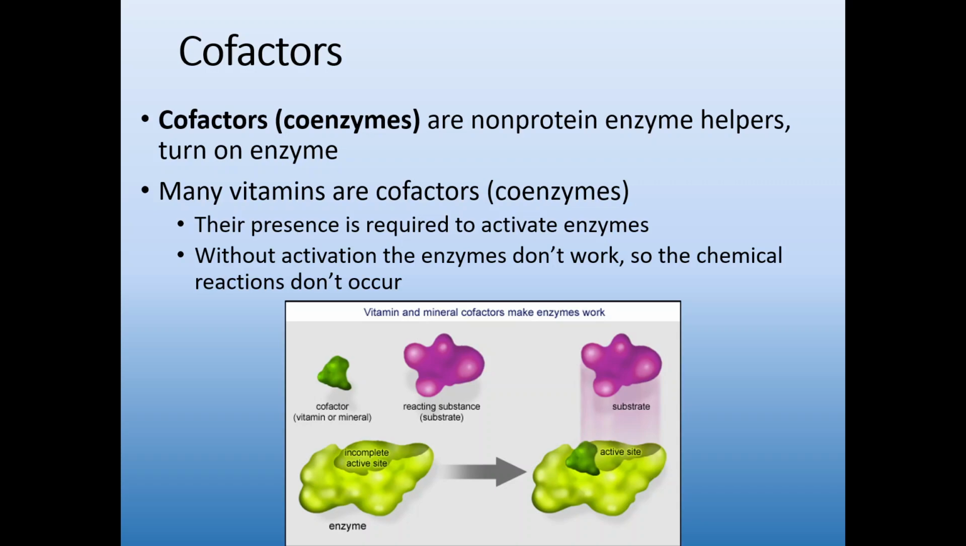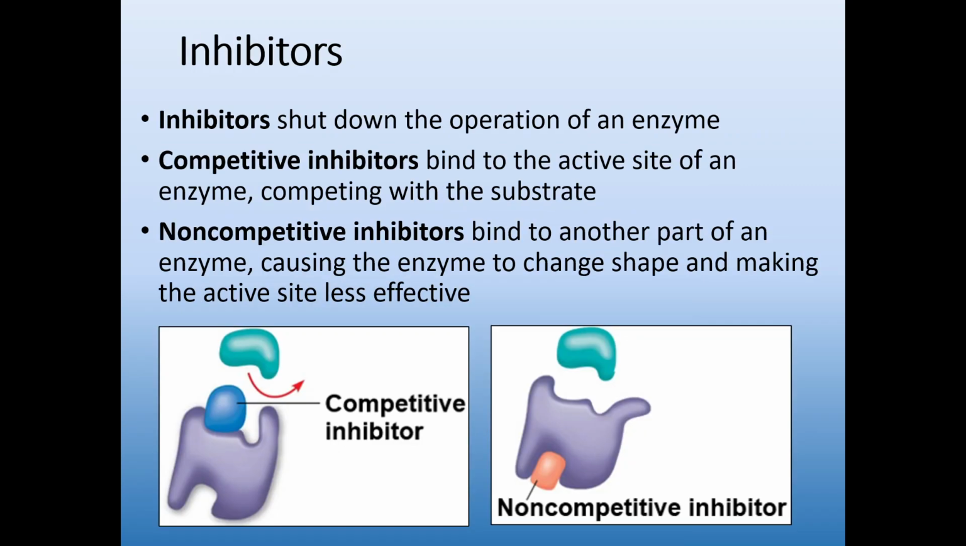Now, these are ones that are helping enzymes. There are also things within our body that are going to be inhibiting enzyme function. Some of these are going to be natural. They're part of our natural metabolic monitoring, making sure we're not making too much or too little of something. But these can also be things like toxins, pathogens, things that are going to bind to our enzymes and prevent them from doing their job. And we call these inhibitors. So inhibitors are going to shut down the operation of an enzyme.